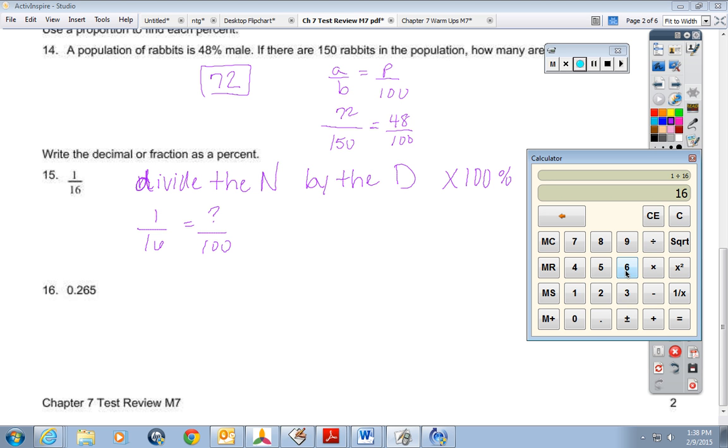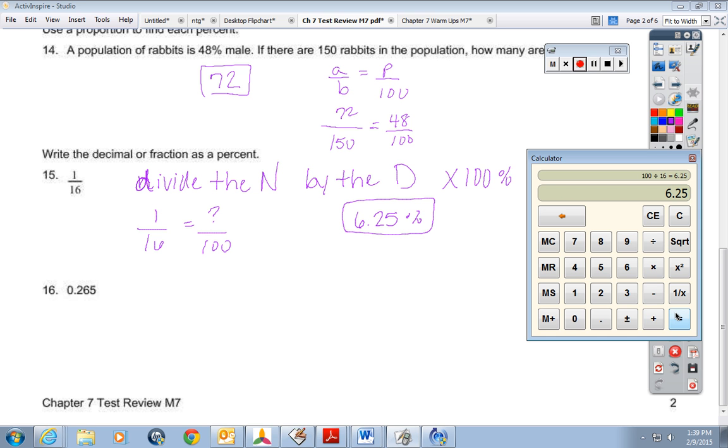And then I multiply by 100, and I've got to remember to include the percent sign. So, 6.25%. You would get the same thing if you cross multiplied 1 times 100, which is 100, and you divide it by 16, and then you have to add the percent sign on that one.